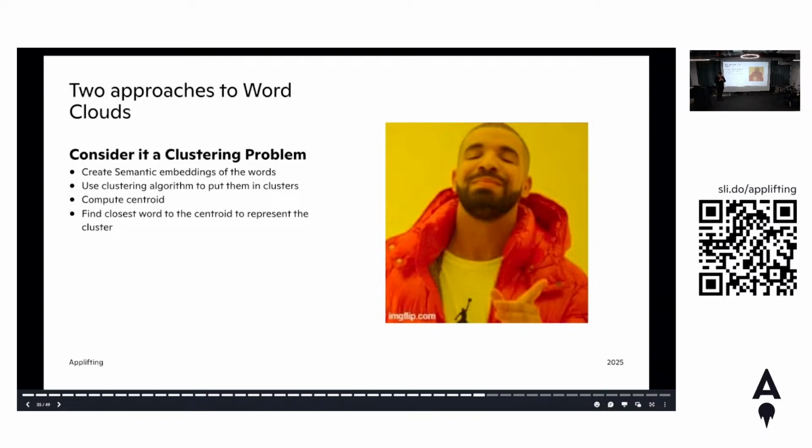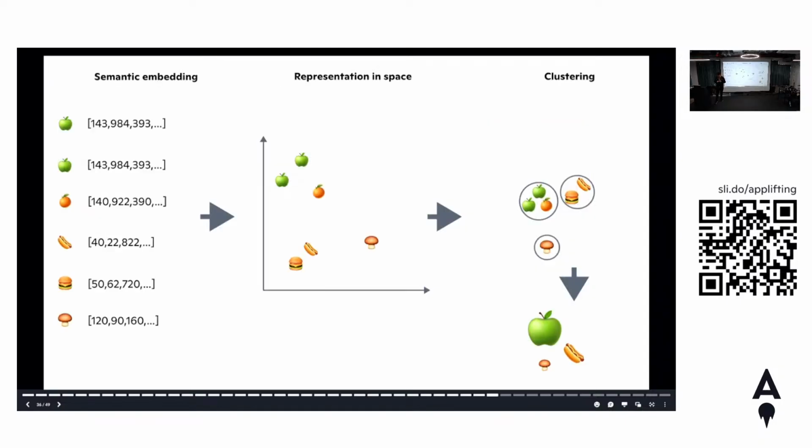We considered it a clustering problem, and our thinking was, well, the AIs can also give us semantic embeddings of the words, so we can put them in some multidimensional space, and then simply use a clustering algorithm. If we have, for example, 20 words, we can cluster the space into 20 clusters, compute the centroid of each cluster, and the closest word to that centroid would be the representative word of that cluster. So how does it work? First, who knows how semantic embedding works?